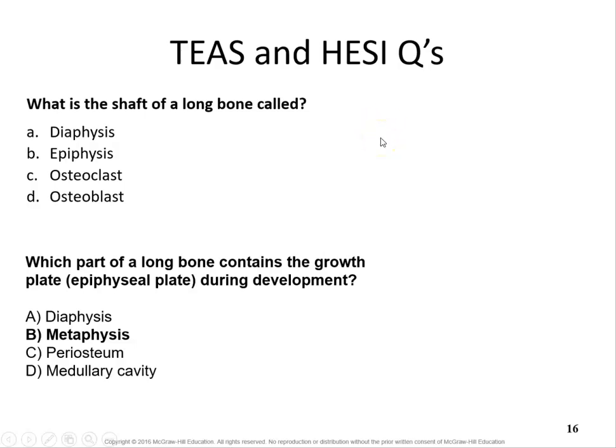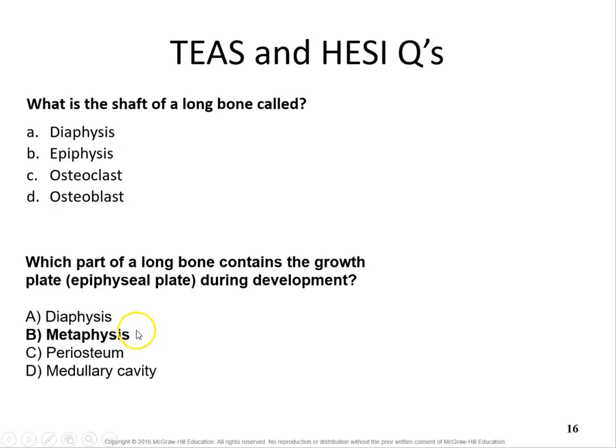Questions. What is the shaft of a long bone called? Diaphysis, epiphysis, osteoclast, or osteoblast? This one should be easy for you to get. It's the diaphysis. Which part of a long bone contains the growth plate or the epiphyseal plate during development?